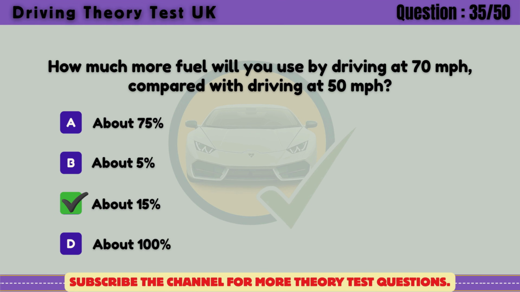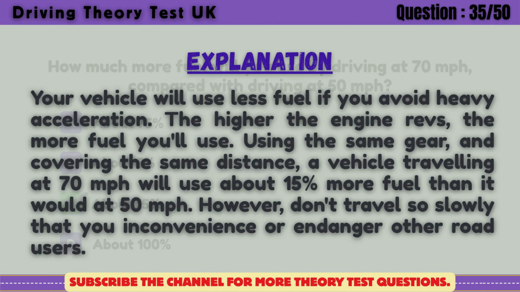Answer is C. About 15%. Your vehicle will use less fuel if you avoid heavy acceleration. The higher the engine revs, the more fuel you'll use. Using the same gear and covering the same distance, a vehicle traveling at 70 miles per hour will use about 15% more fuel than it would at 50 miles per hour. However, don't travel so slowly that you inconvenience or endanger other road users.